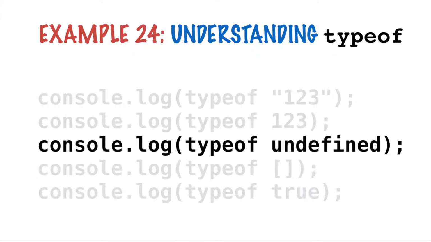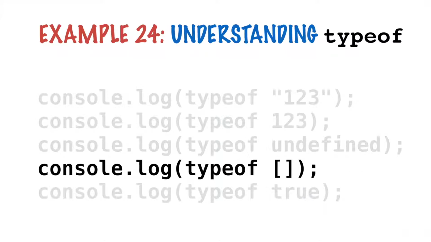The next example prints out the typeof undefined. We spoke about undefined being a special value in JavaScript used to represent something which does not exist. The typeof undefined is again a special type, undefined. So undefined is a real type in JavaScript. The non-existence is undefined.